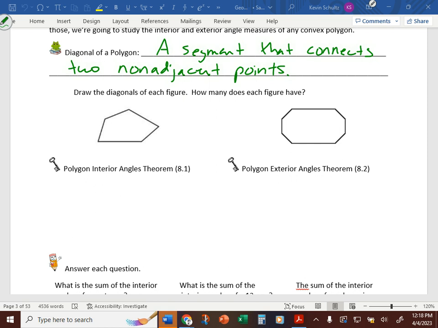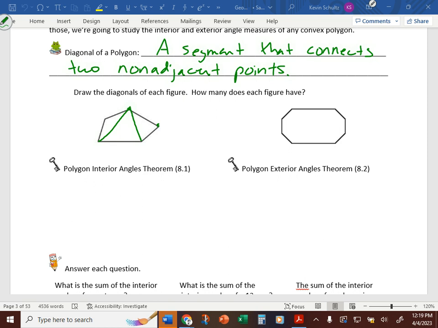Now, we first talked about the word adjacent last unit. What does the word adjacent mean? Next to. So non-adjacent would be not next to, right? So, for example, in this first one here, drawing the diagonals, if we start at this vertex here, we can't draw a diagonal to the point immediately to the right of it, because that's the side of the polygon. But we can draw a diagonal down here and a diagonal over there. We've connected those two non-adjacent points to our starting point.